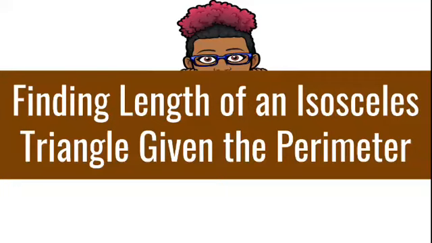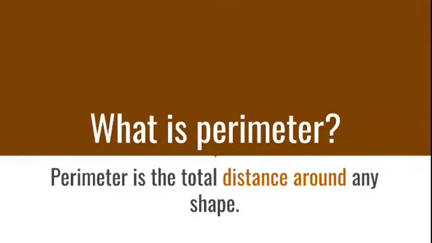In this lesson, we will be finding the length of an isosceles triangle given the perimeter. So recap, what is perimeter? Perimeter is the total distance around any shape.